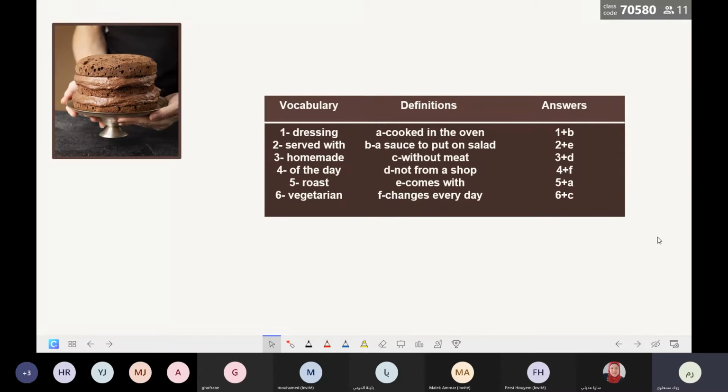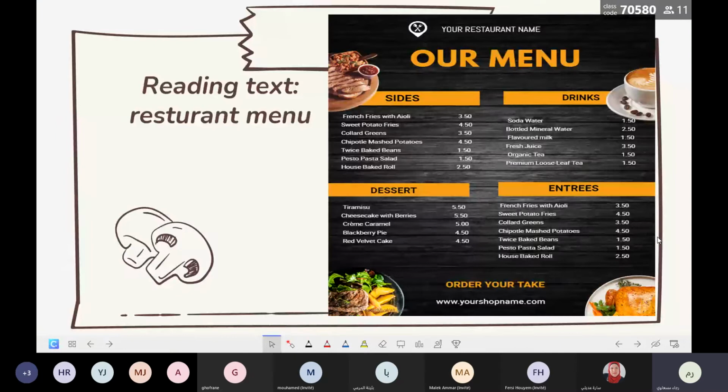Great. Okay, now let's move to our text. Our text today will be in the form of a menu. So this is the menu. What do you have in the menu? Usually you have different dishes. You have the dessert, something sweet that you eat at the end of your course.